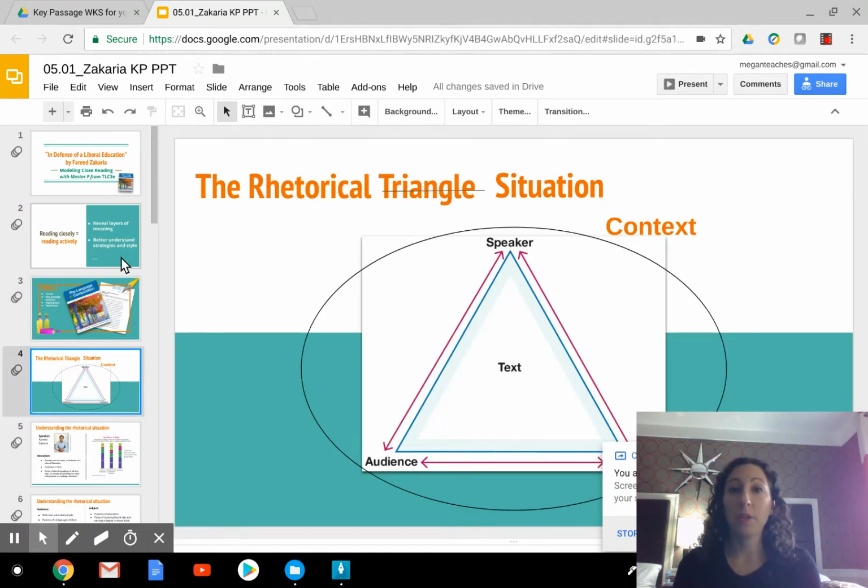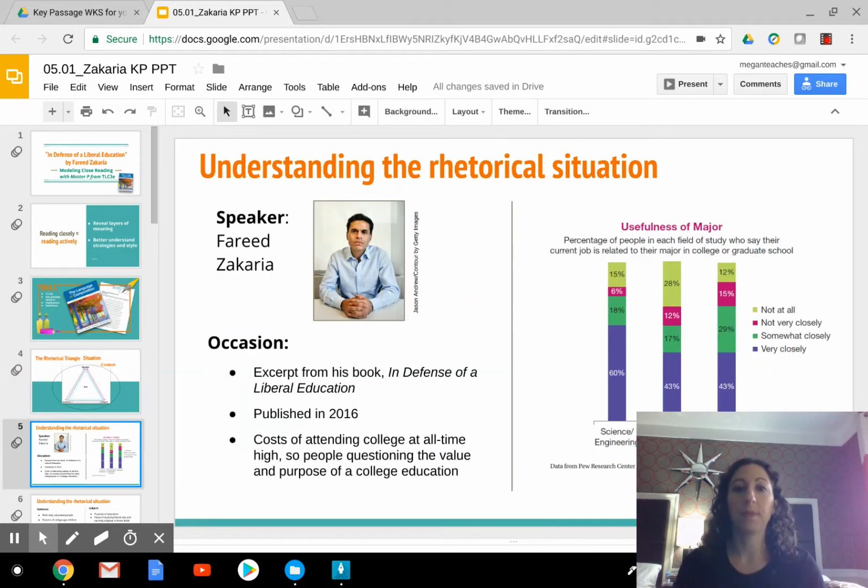As a reminder, we always want to come back to that rhetorical situation. So, we have our rhetorical triangle. We've got our text, which is shaped by the speaker, in this case, Fareed Zakaria, our audience, and also our subject. And then all of that is surrounded by, or shaped by, the context. And that's what gives us our rhetorical situation.